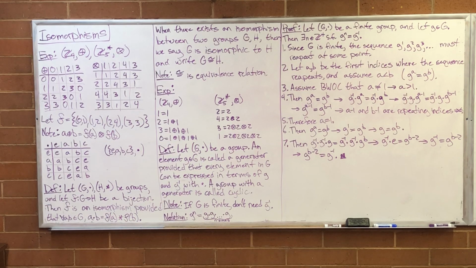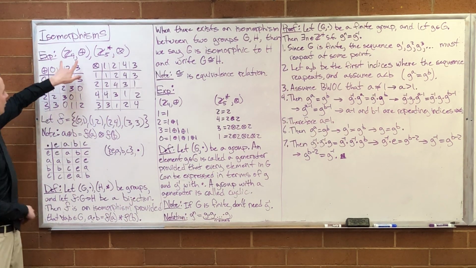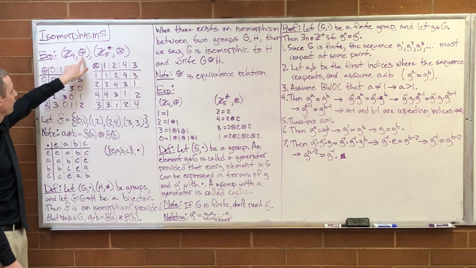Okay, so let's jump into it, see an example, and then give the definitions, and then start answering questions. So here's the example I want to give you. I want to give you 2 groups here. We have Z4 with plus.